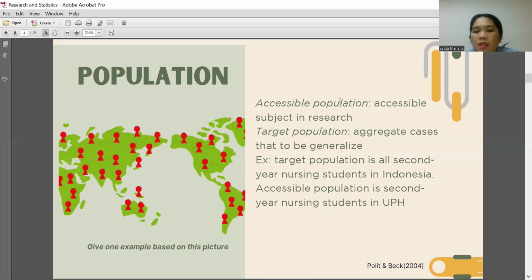The second one is target populations. It is the aggregate cases to be generalized. So for example, the target population is all second-year nursing students in Indonesia. And the accessible population is second-year nursing students in UPH. So the accessible population is the population we can access. So maybe you can give one example from this picture. What is the target population and what is the accessible population? And you must think about the topic you want to study. Please think.